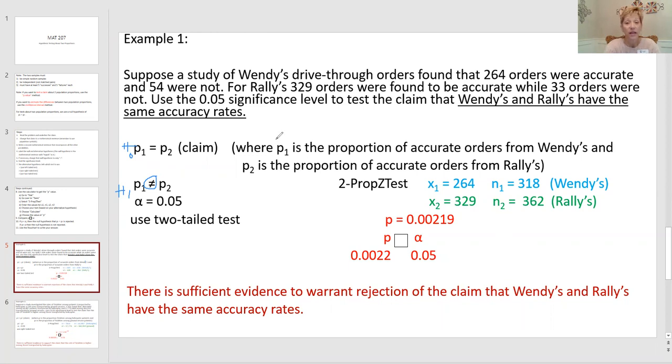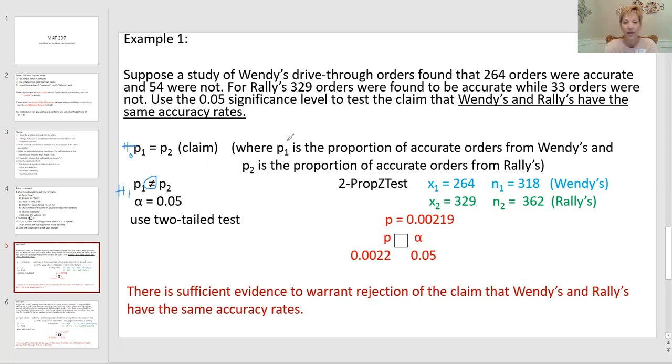Now you're going to need to put a note here so you know what P1 and P2 are. P1, I'm going to let be the proportion of accurate orders from Wendy's, and I'm going to let P2 be the proportion of accurate orders from Rally's. I need to write that on my paper so that you can get partial credit from me and so you don't get lost yourself. Because it's two samples and I'm doing proportion hypothesis testing, remember I go to stat, go over to test, and I pick 2-PropZTest, the two sample proportion test.